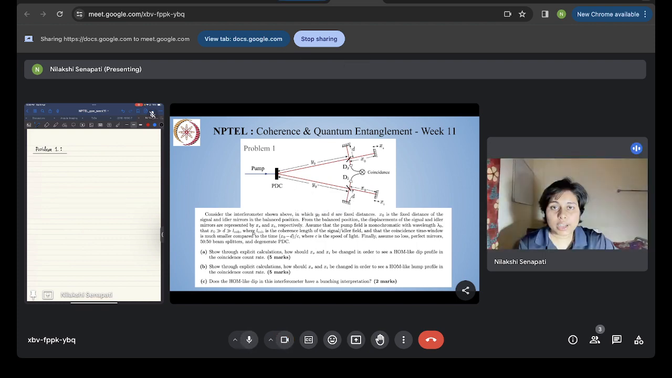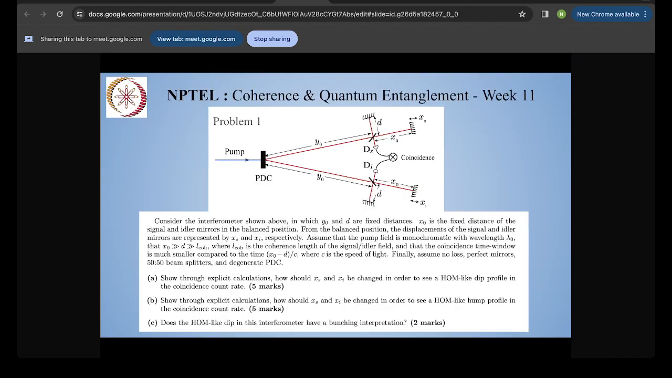Okay, so I think you have gone through this question now, but let me read it and then we'll solve it. So, problem 1, it is saying that this is a setup given to you, and according to that, there is a question.